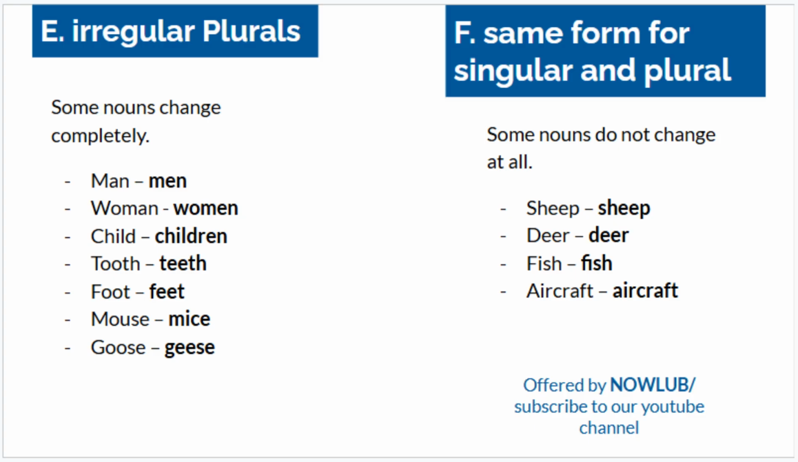F formula. So some nouns do not change at all. They are singular nouns, but they do not change. In singular, they are just the same. In plural, they are just the same. For example, sheep, one sheep, two sheep, one deer, two deer, one fish, two fish, one aircraft, two aircraft. You see, do not add an S, because these words really do not change. They keep their singularity.